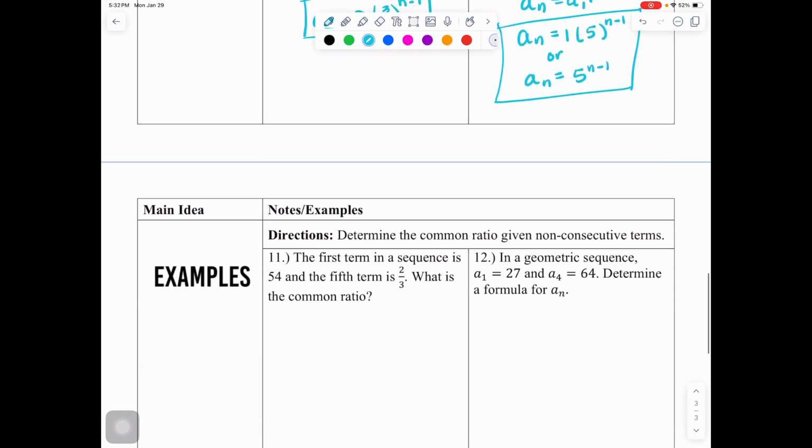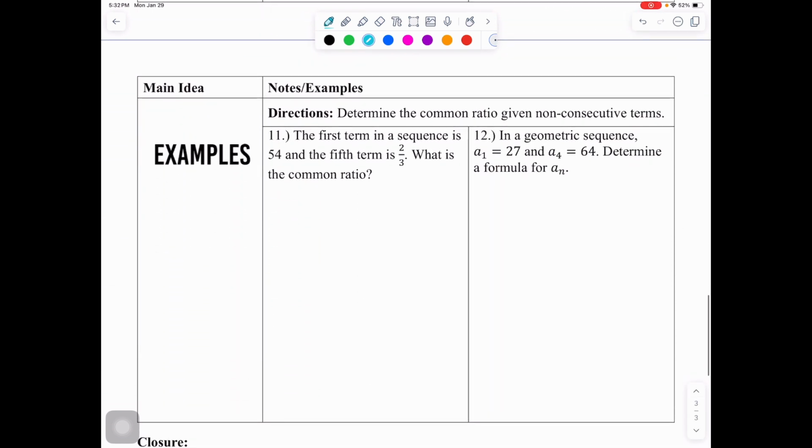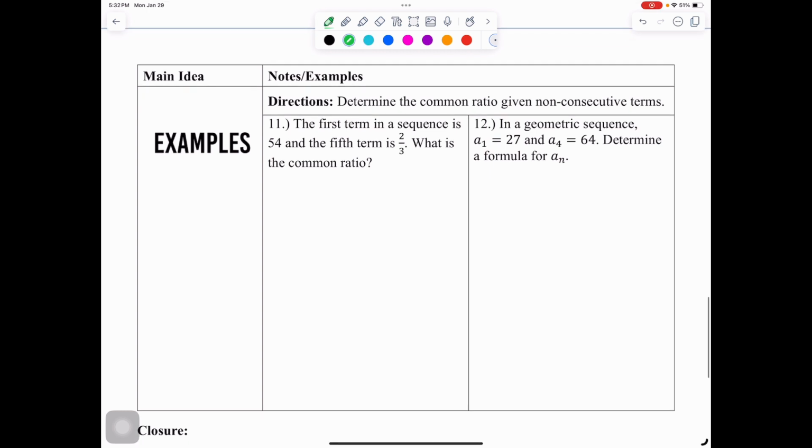Okay, let's move on to our last set of examples. The directions here say determine the common ratio given non-consecutive terms. So that's what makes our final ones a little bit more challenging. We're not going to have 2 terms in a row. So in number 11, the first term in a sequence is 54. So a sub 1 is equal to 54. And the fifth term, so a sub 5, is equal to 2/3.